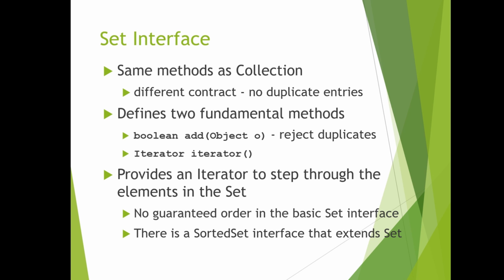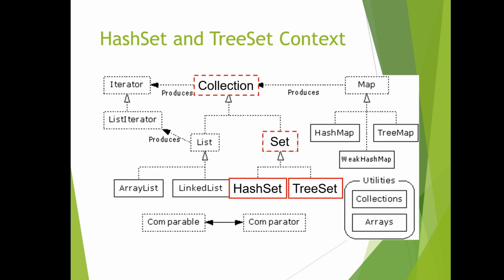A set will not allow duplicates, whereas a list will allow duplicates. No duplicate entries defines two fundamental methods. We have the add method, which rejects duplicates here, and the iterator, which provides a way to step through all the elements in the set.